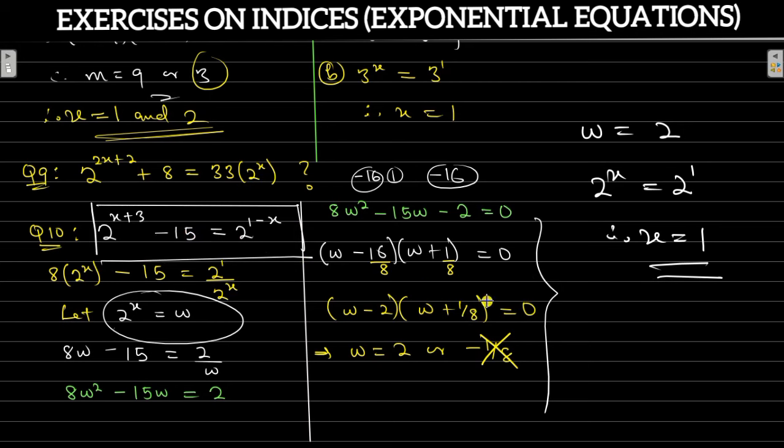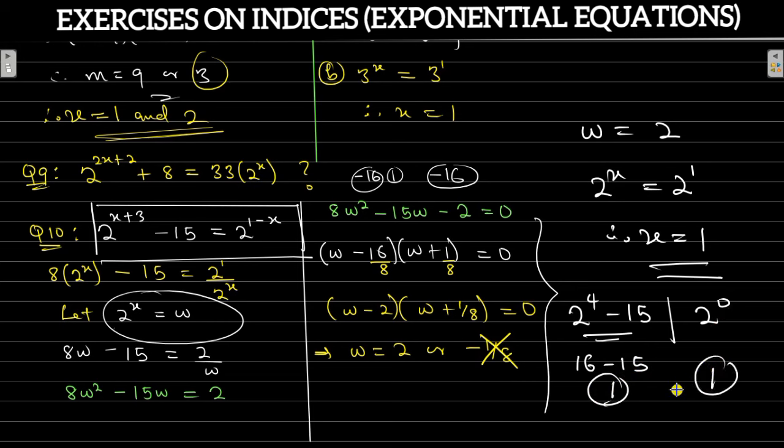So let's do that. If I put 1 here, I'll have 2 raised to the power of 1 plus 3, which is 4, minus 15 on the left hand side. While on the right hand side, if I plug in 1 here, I'm going to have 1 minus 1, which is going to give me 2 raised to the power of 0. Now, 2 raised to the power of 4 is 16, and 16 minus 15 is 1. And on the right hand side, 2 raised to the power of 0 is also 1. And that is very correct. So if you do the same for all other examples we've done, your answer will be true.